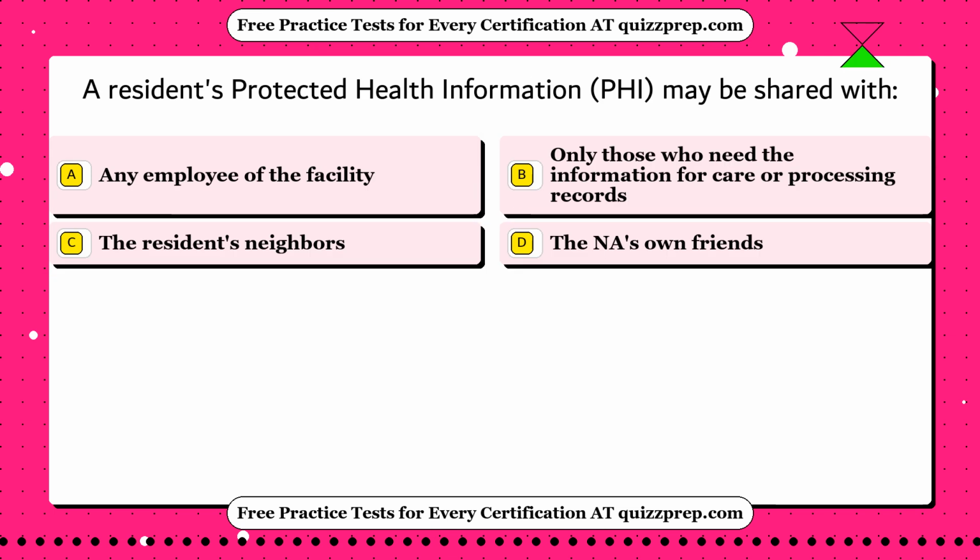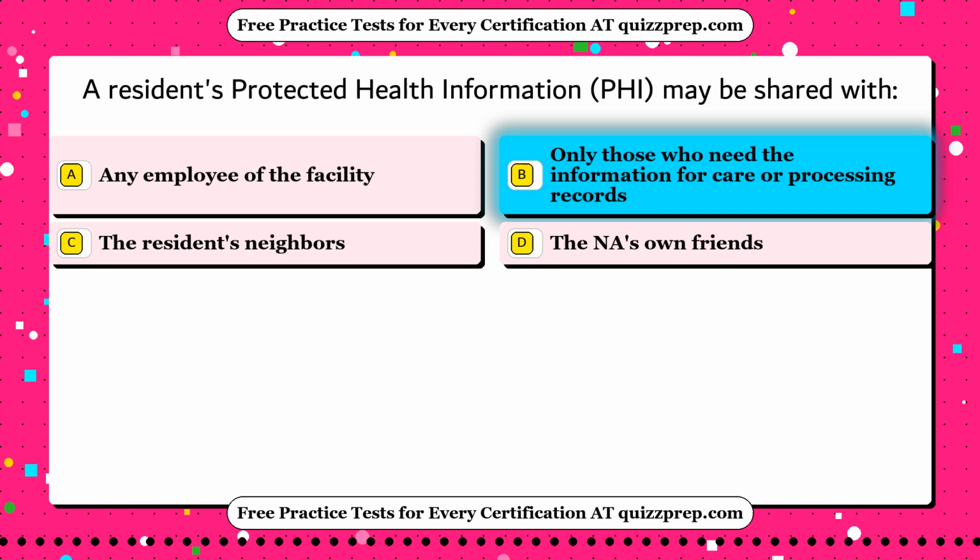Question 71. A resident's protected health information, PHI, may be shared with: Option A, any employee of the facility. Option B, only those who need the information for care or processing records. Option C, the resident's neighbors. Option D, the NA's own friends.